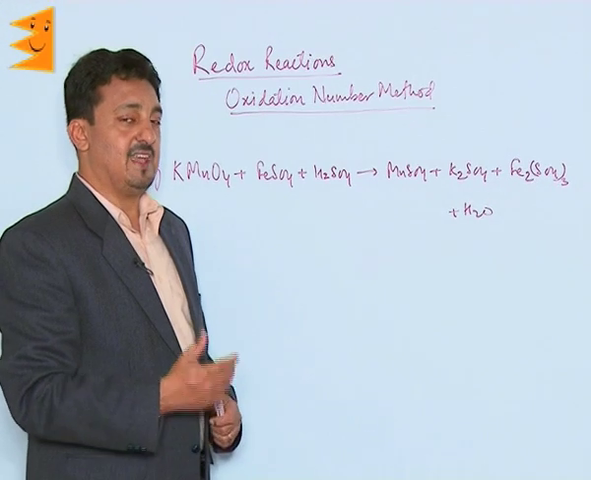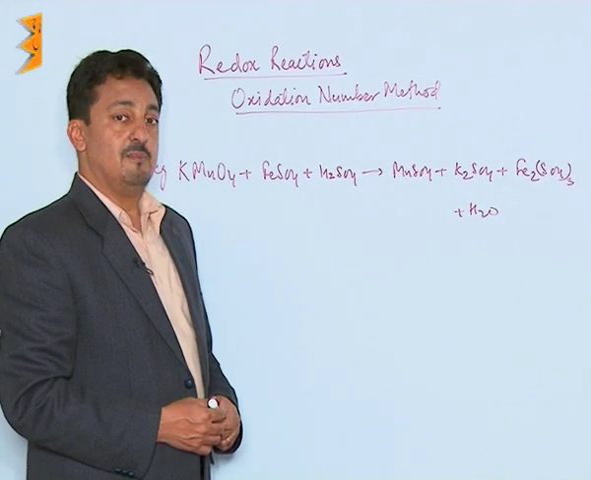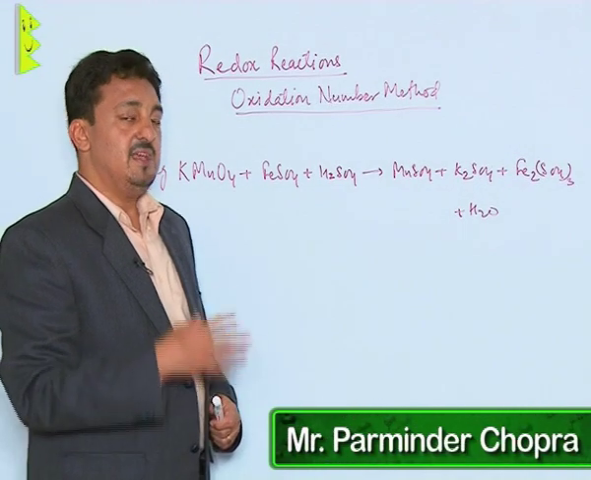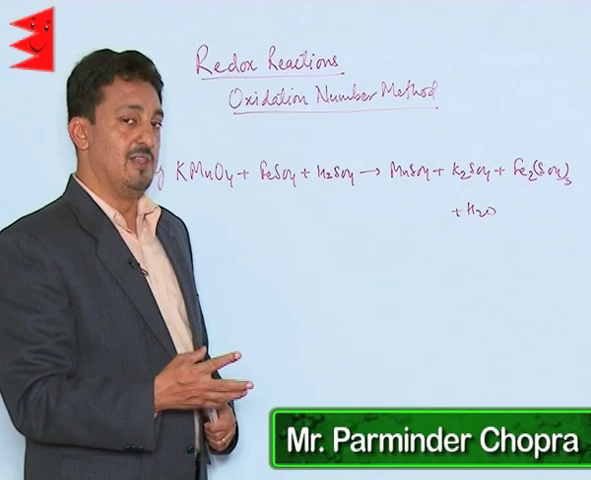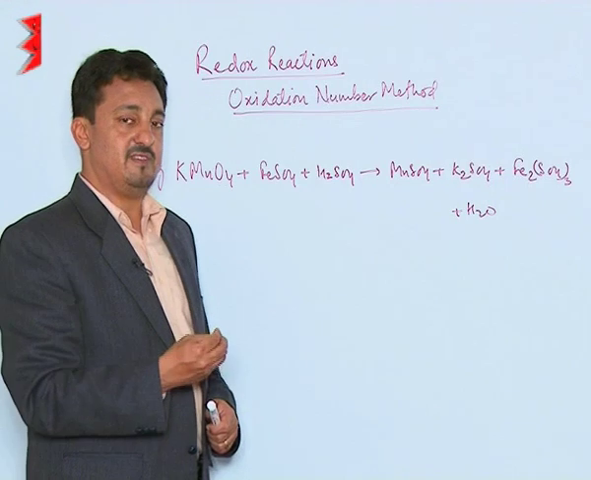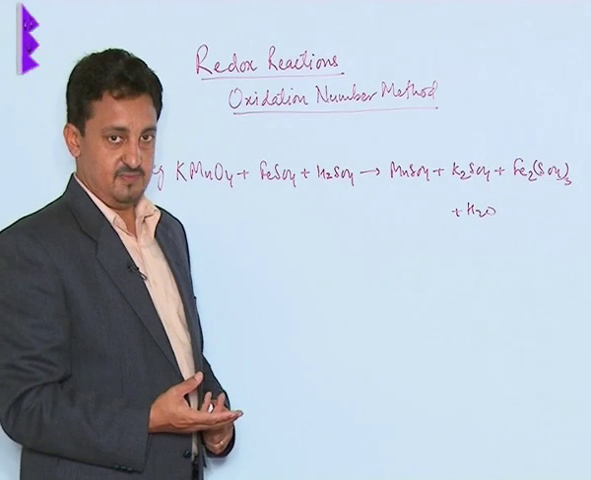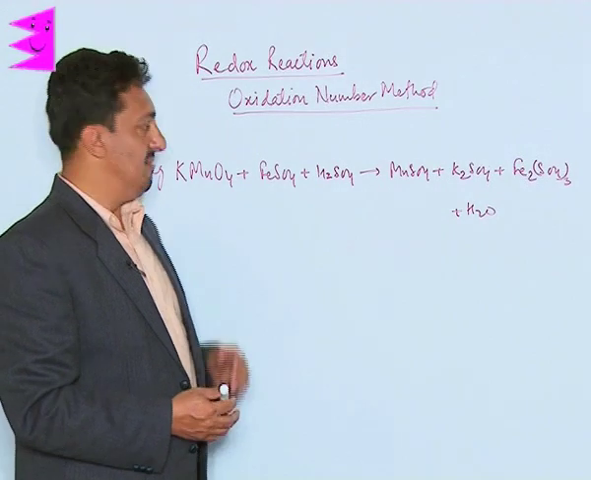Let us learn the second method of balancing the redox reaction, which is called the oxidation number method. This method is mainly used for molecular reactions in which all the species are given in molecule form. No ions are involved. Let us see an example.